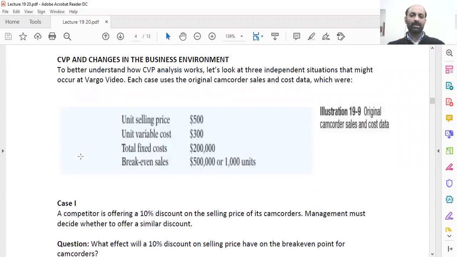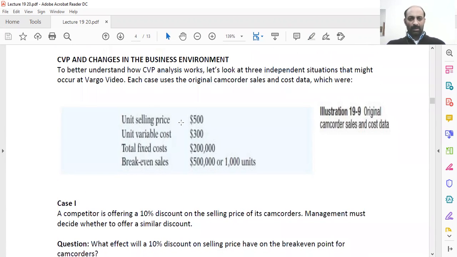CVP and changes in the business environment. Now we look at three different cases, and using these cases, we will look at the importance of CVP and the implementation of CVP when you are running a business.